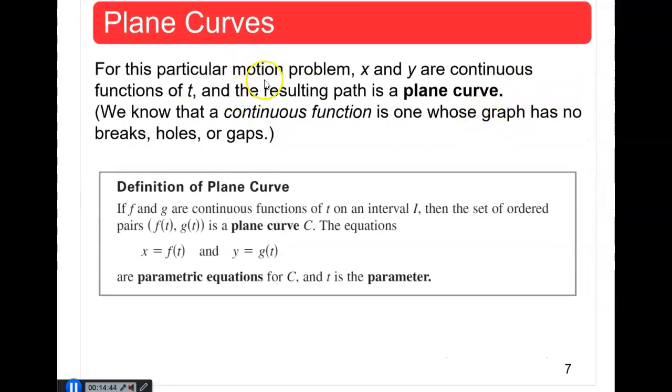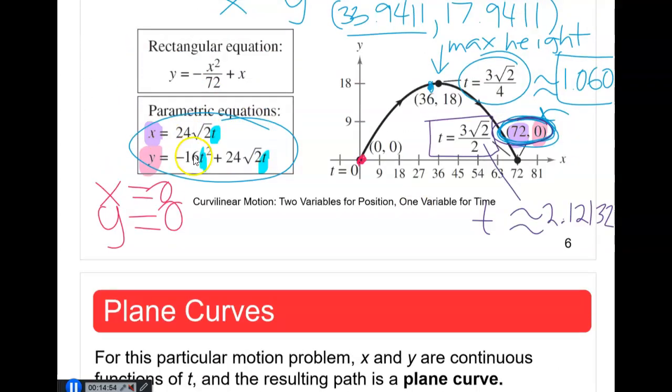So for this particular motion problem, x and y are continuous functions of t. A continuous function, you could see that they both are. x is a linear function of t, which is a line, so it's continuous, and y is a function of t, and it's a quadratic function, so it's also continuous.